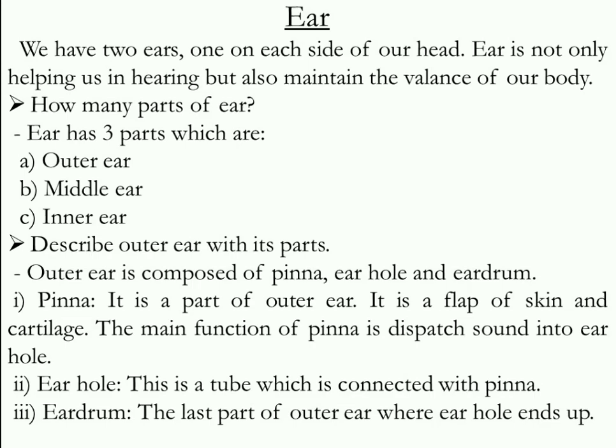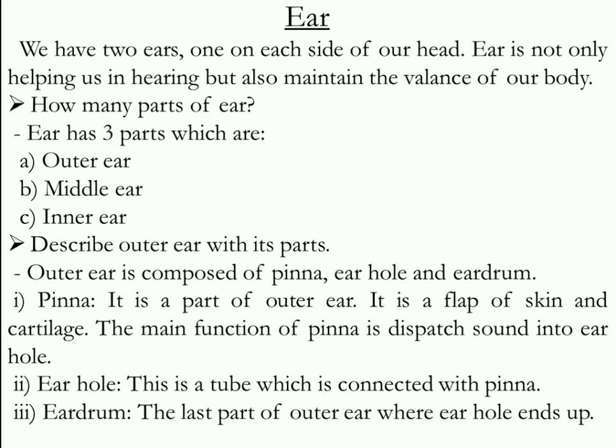What is pinna? It is a part of the outer ear. It is a flap of skin and cartilage. Cartilage, you know, is also found in your nose. It is the soft part of bone. The main function of the pinna is to direct sound into the ear hole. That means this portion of the outer ear only has the function of sending sound to the ear hole.